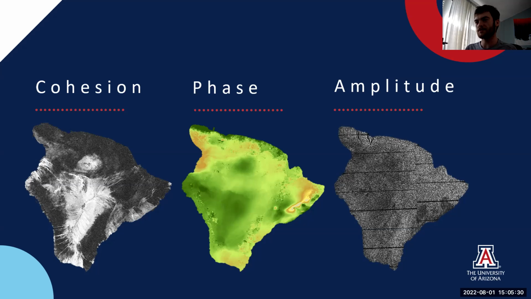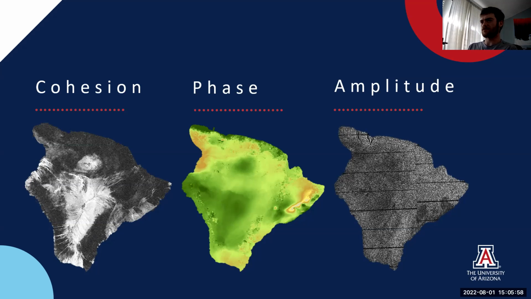And then we have phase. So phase is the actual data that we're looking at for interferometry. So it is the round trip time of the microwave signal measured in wavelengths. So towards the middle of the island, where we have this large volcano, we have a lower phase value, which is indicative of a higher elevation. And towards the top left area, we have a higher phase value for lower elevation.